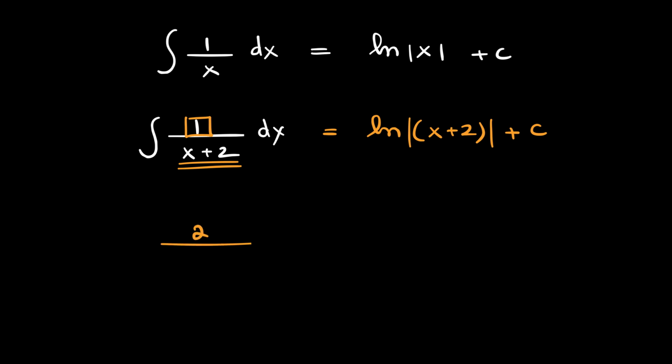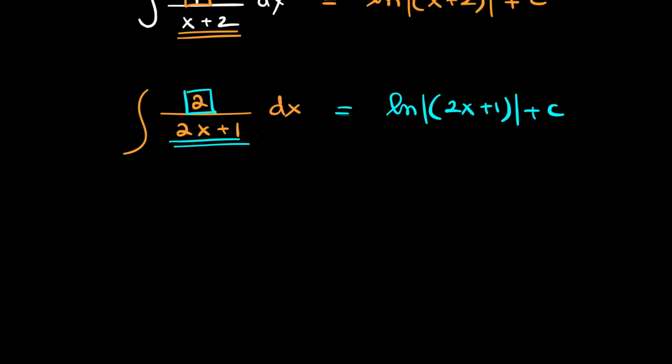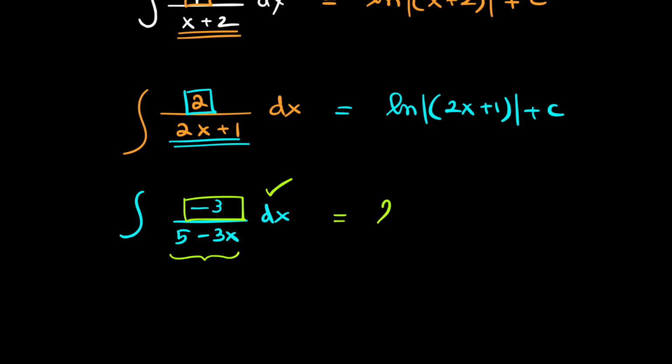Something like 2 over 2x plus 1 dx. Is 2 the derivative of 2x plus 1? Yes. Therefore, the integral is ln|2x + 1| plus c. Similarly, if I have negative 3 over 5 minus 3x dx, is negative 3 the derivative of the denominator? Yes. Therefore, the integral is ln|5 - 3x| plus c.